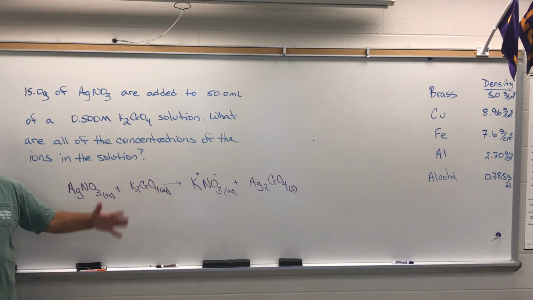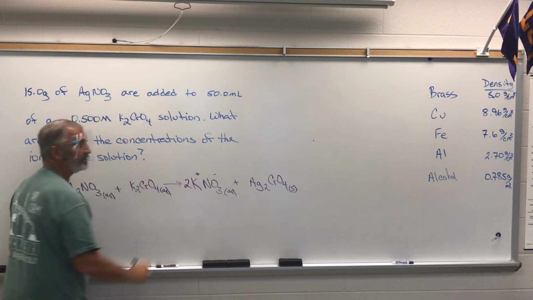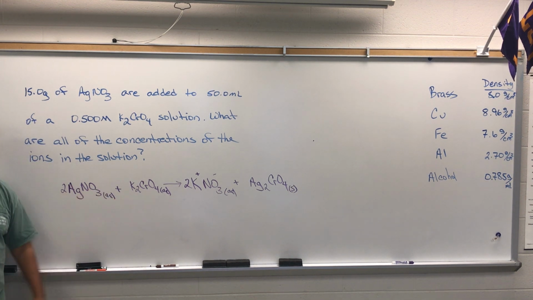Okay? That's step 1. Now we got to balance it. 2 and a 2. That's the end of step 1. Now, what's next? Find the limiting reactant. Convert each of the givens to moles.